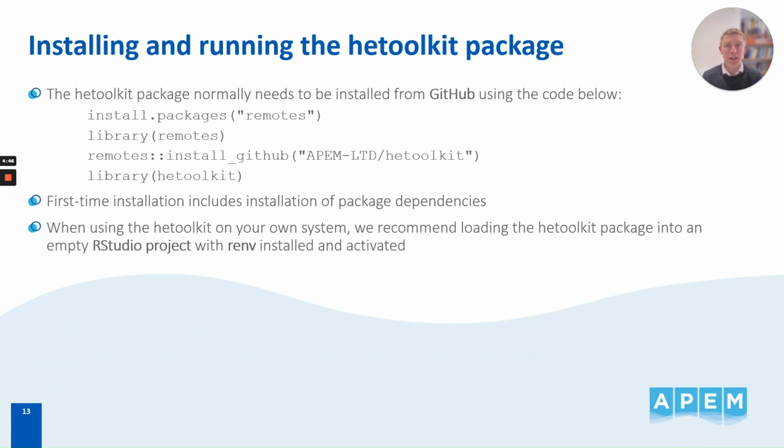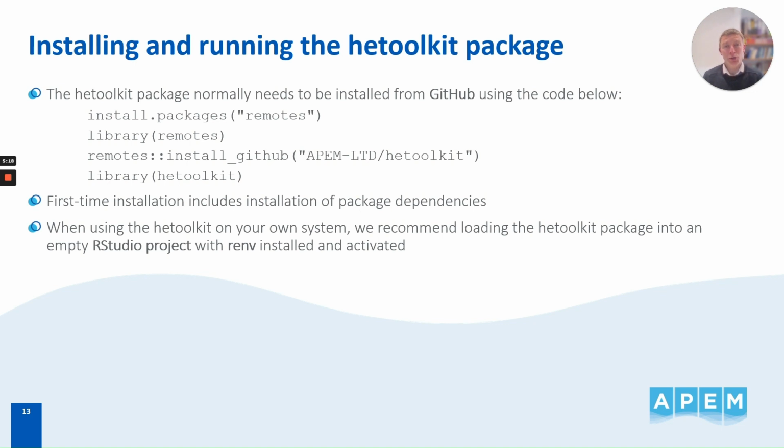To install and run the HE toolkit package, you can install it directly from the GitHub page using the remotes package. The code on screen here, those 4 lines of code, are all you need to do to download, install and load the package ready for use. When you install the package for the first time, we'll also install any missing package dependencies. That is, any packages that the HE toolkit itself relies on to do the various different functions.